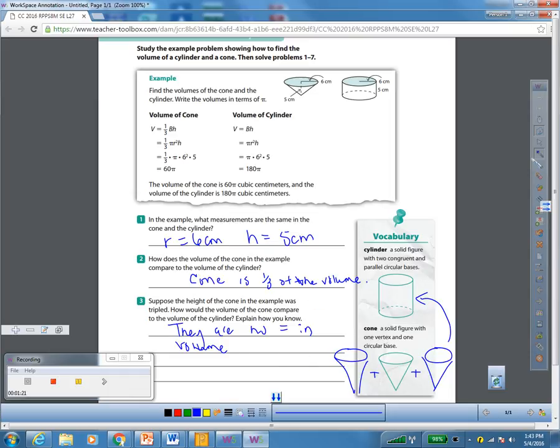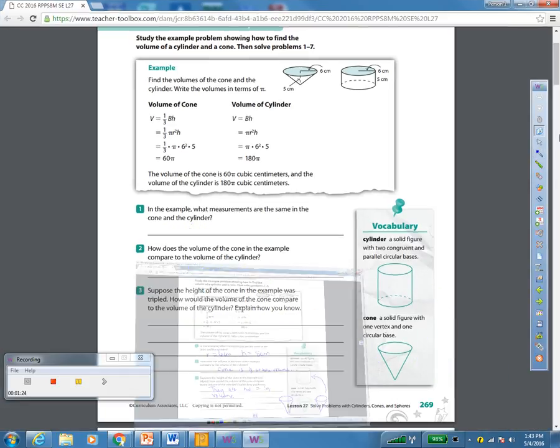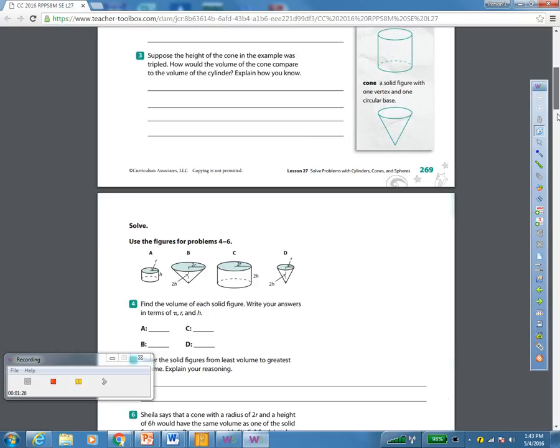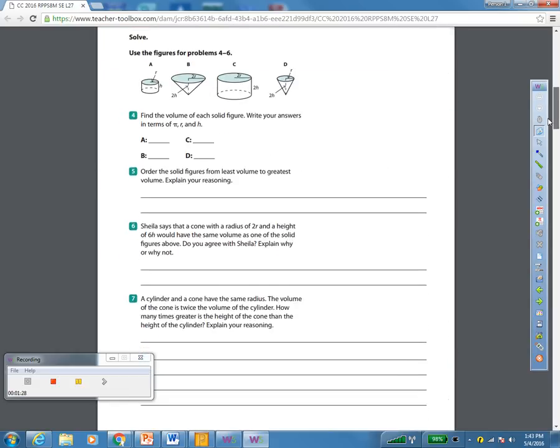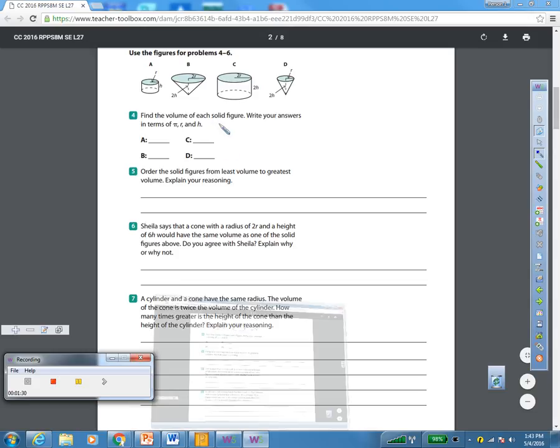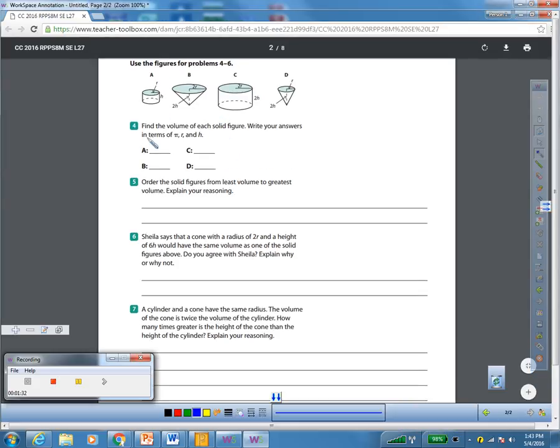Okay? All right, let's go to the next page here. And I started helping you with number 4 yesterday. So let's finish up number 4. I'm going to give you a little more help with it. As you look at number 4, let's look at the first one, letter A. To find the volume of that, notice we don't have any numbers, so we would just go radius squared times pi times height.